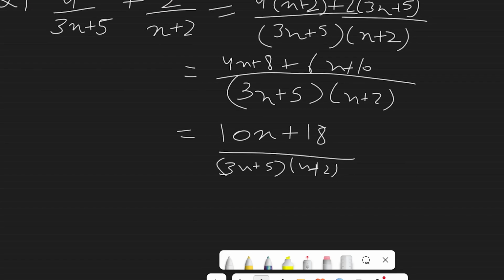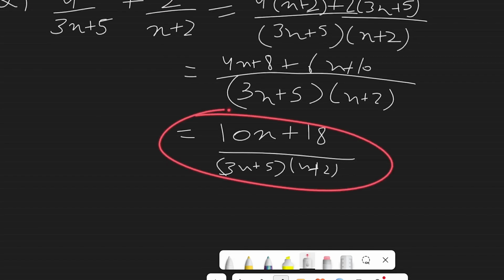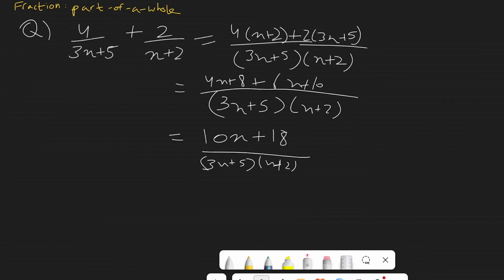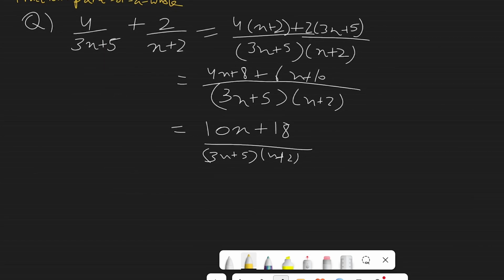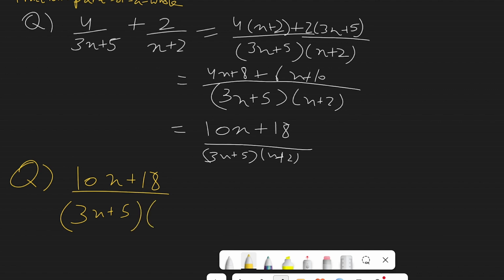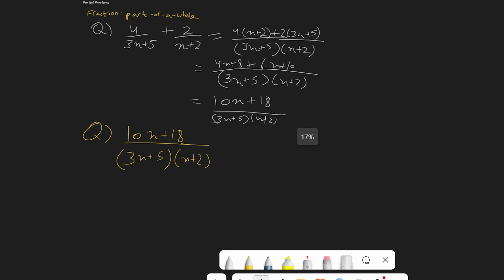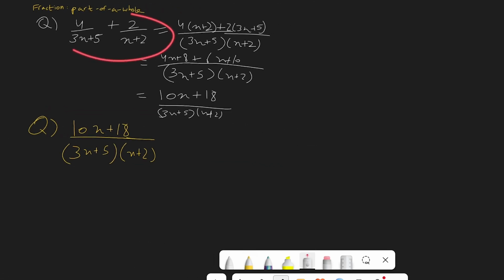But what if we have this form in our question, and we have to represent it in partial fractions form? So what do we do? This is a typical partial fractions question. Okay, so let me just write it over here. The question is 10x plus 18 over 3x plus 5 into x plus 2. We have to represent it in partial fractions form. We can then later check if our answer matches with this, which means that our working is correct.